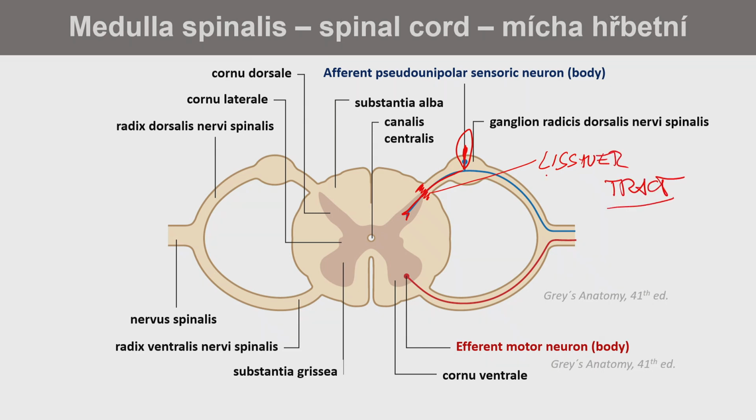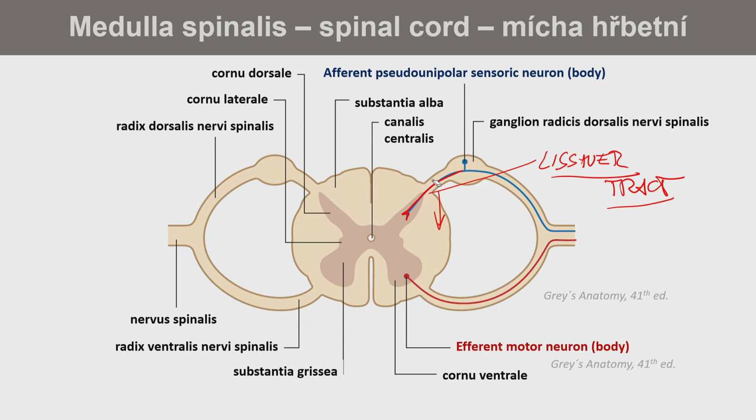And Lissauer tract is something which is enabling the communication of the outside neurons with the proper centers. And in several minutes we will hear about the projection of some sensations into the multiple segments. So this is the way how the fibers from one segment could go upwards or downwards to irradiate information.